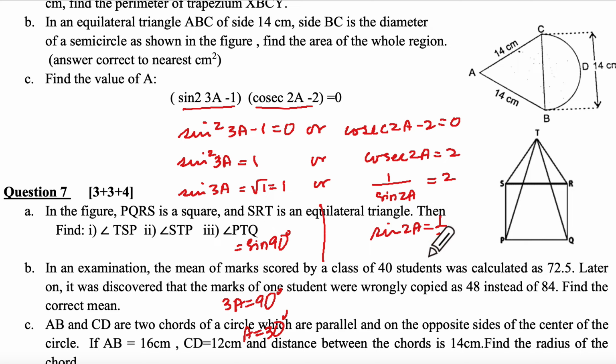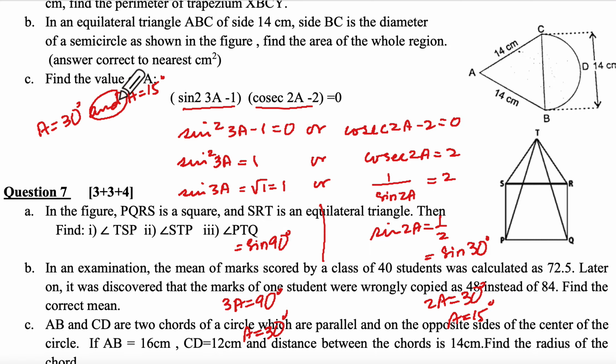Half is equal to sine of what? 30 degrees. So 2a equal to 30 degrees and a equal to 15 degrees. Okay, so what will you write over there? Will you write that a is equal to 30 degrees, and if you write, how much will you get? Don't write "and", you should write "or" over there.